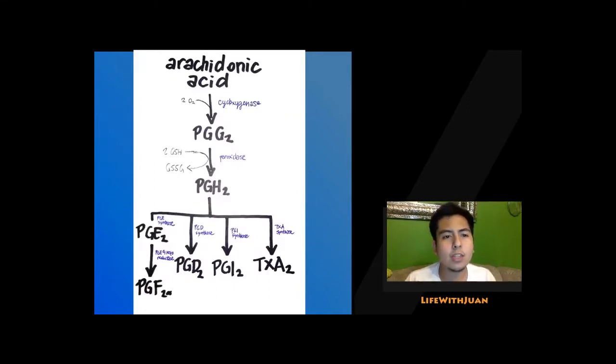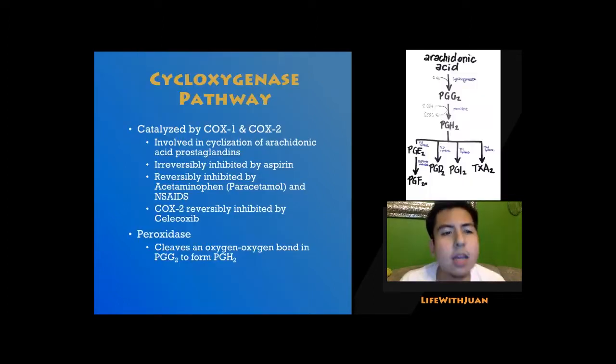Now, arachidonic acid, via cyclooxygenase, the enzyme, and 2 oxygen molecules, is turned into prostaglandin G2, which then, by peroxidase and 2 glutathione molecules, is turned into prostaglandin H2. The downstream products of prostaglandin H2 are all prostaglandins or thromboxane. Anyway, the cyclooxygenase pathway is catalyzed, as I said, by cyclooxygenase, which is involved in cyclization of arachidonic acid into prostaglandins.